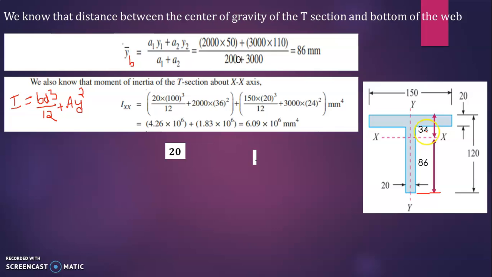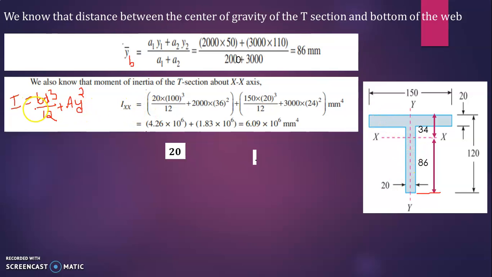Okay, here to here this distance is 34, the neutral axis. From the neutral axis to the topmost extreme fiber, that is 34 mm, and from here to here, that is 86 mm. Now you have to see what is y here.